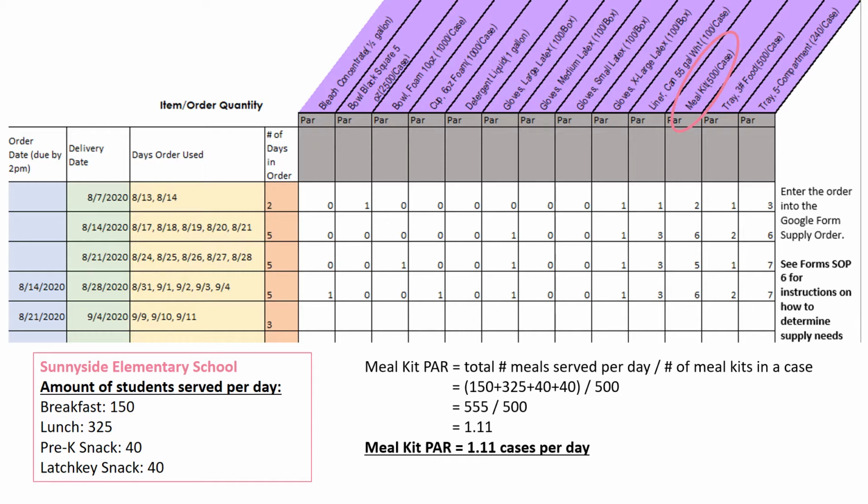To find the PAR level for meal kits, take the total number of meals served in a day divided by the total number of meal kits in a case. So that's 150 breakfasts, 325 lunches, 40 pre-K snacks, and 40 latchkey snacks. We're going to add that all together and divide it by 500 because there are 500 meal kits in a case. That equals 1.11, meaning that we need 1.11 cases of meal kits in one day. Record that number in the PAR box under meal kits. We will need that number to later determine how much to order.